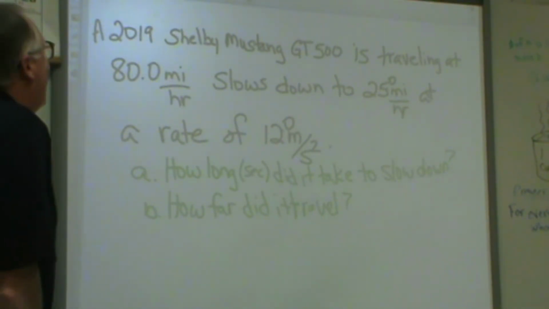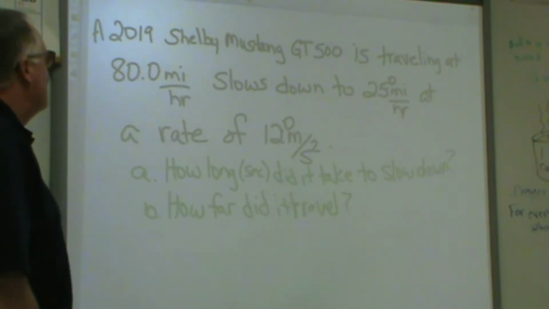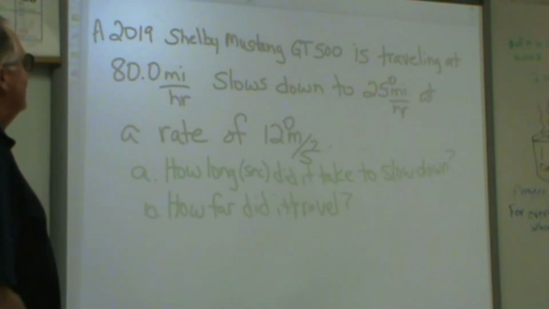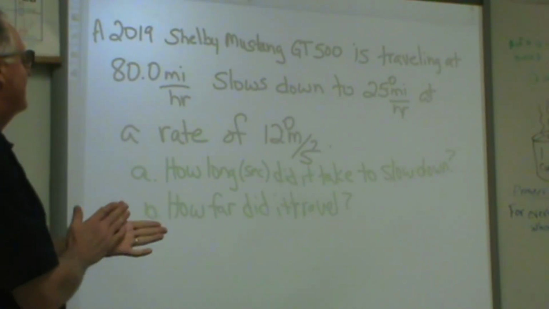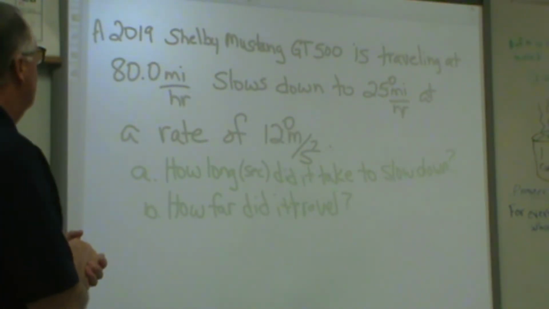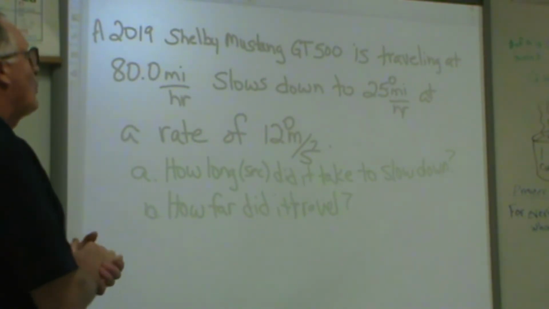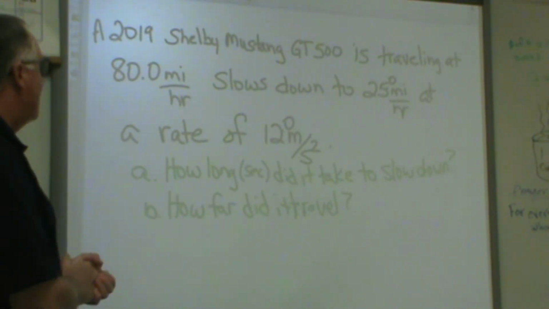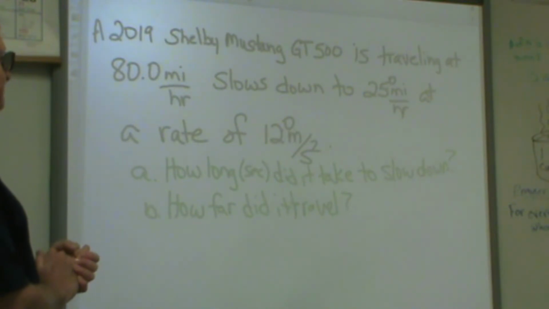Congrats. A 2019 Shelby Mustang GT500 is traveling at 80 miles an hour. It sees that further down the interstate there is a cow in between the lanes, and it's a little worried that it might wander out in front of the lane that it's in. So the driver wisely slows down to 25 miles per hour at a rate of 12 meters per second squared.